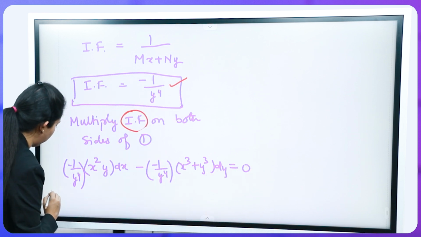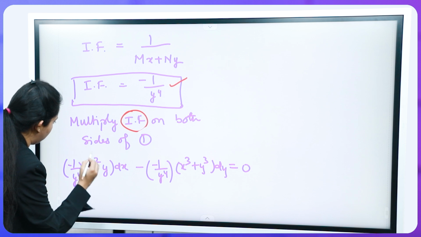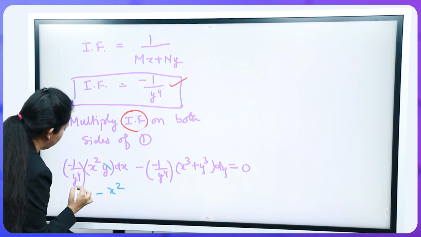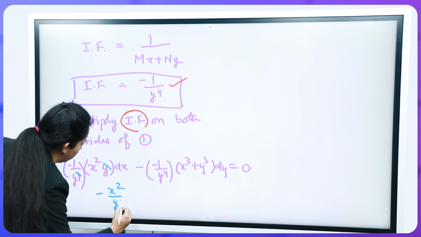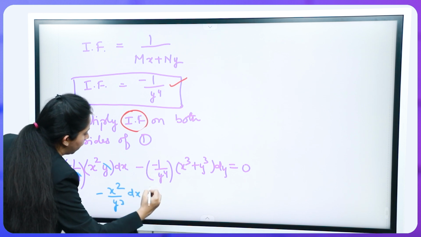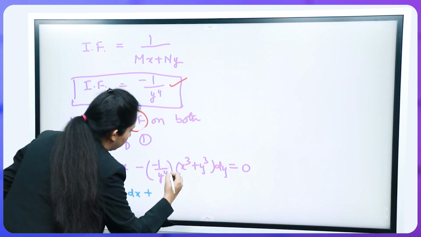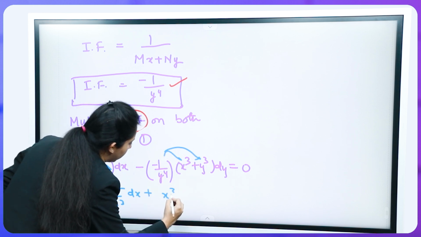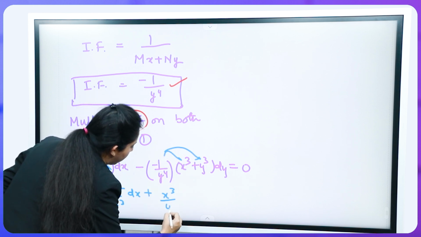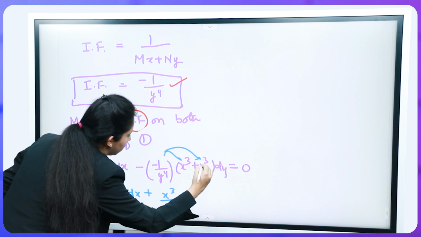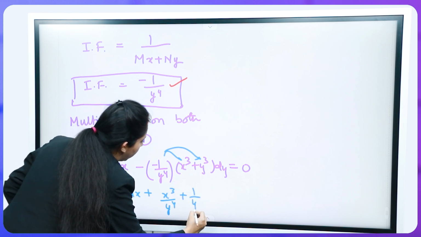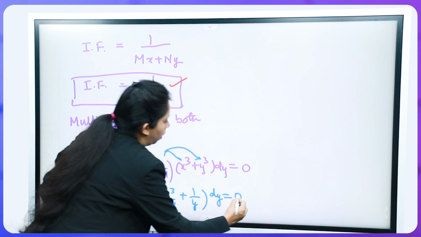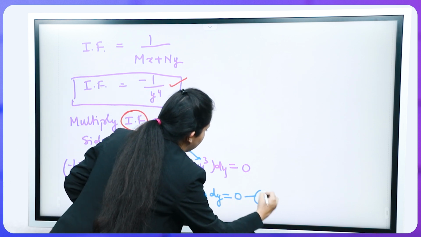On simplifying we will get a negative sign, minus of x², this y and y will get cancelled and we will have y³ dx. Minus and minus will become plus, and while multiplying it with the second term we will have x³ divided by y⁴ plus, simplifying this we will get 1 upon y, dy is equal to 0. So this is our new equation. We can mark this as equation number 2.